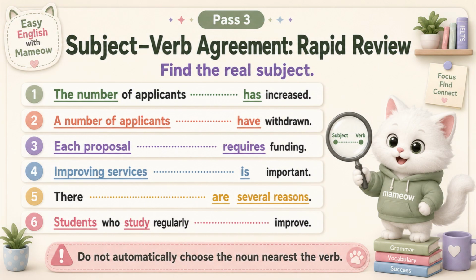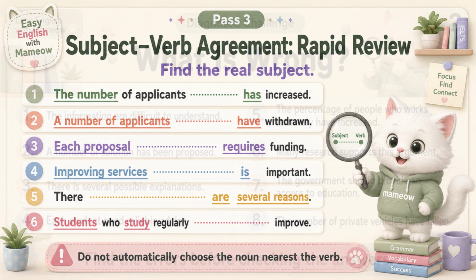Find the real subject before choosing the verb. The number of applicants has increased, but a number of applicants have withdrawn. Each proposal requires funding. Improving services is important. There are several reasons. Students who study regularly improve. Do not automatically choose the noun nearest the verb.